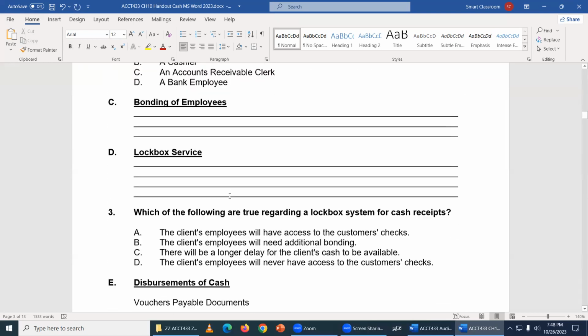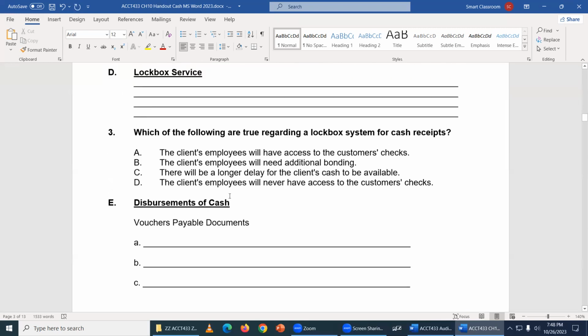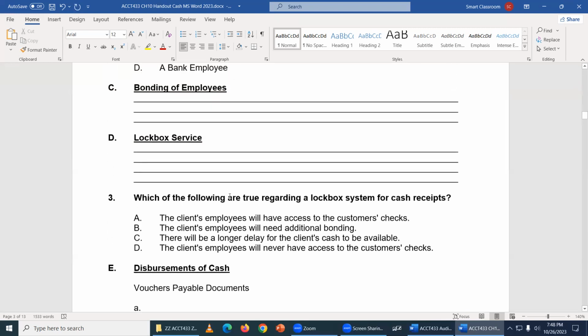Yep. I think we'll do the lockbox and the bonding and lockbox, and we'll call it. And number 3, we'll do, and then we'll call it a day.